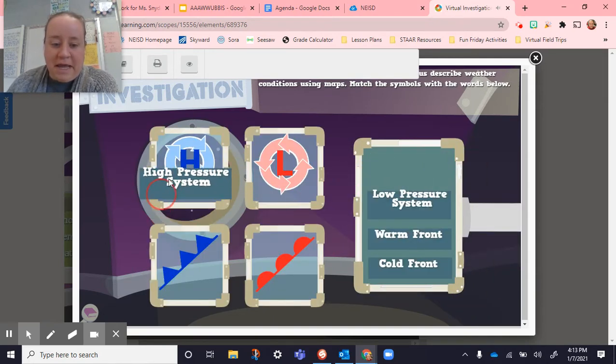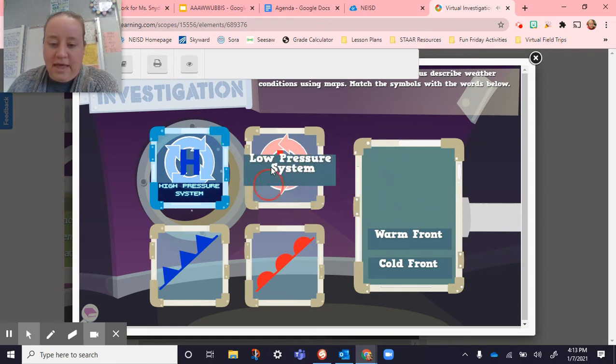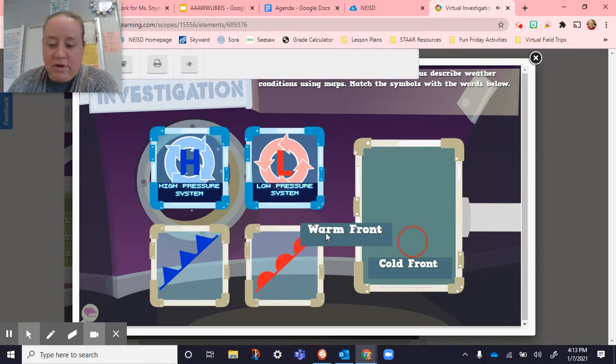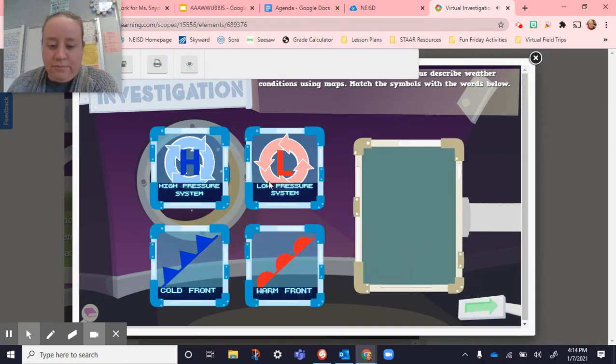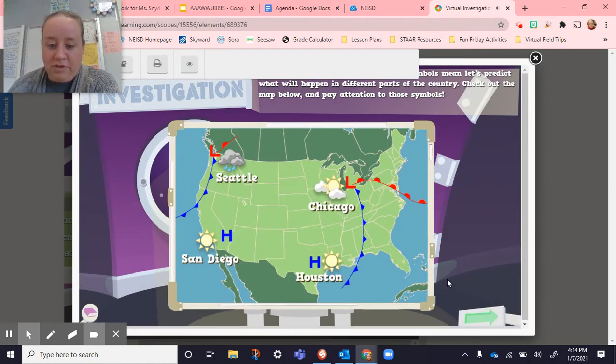Here, H stands for high pressure. That's our happy weather. Low, with the L, that's our low pressure system, lousy weather. Warm front with red, cold with the blue. So icicles in the sun. That's how I help remember them.